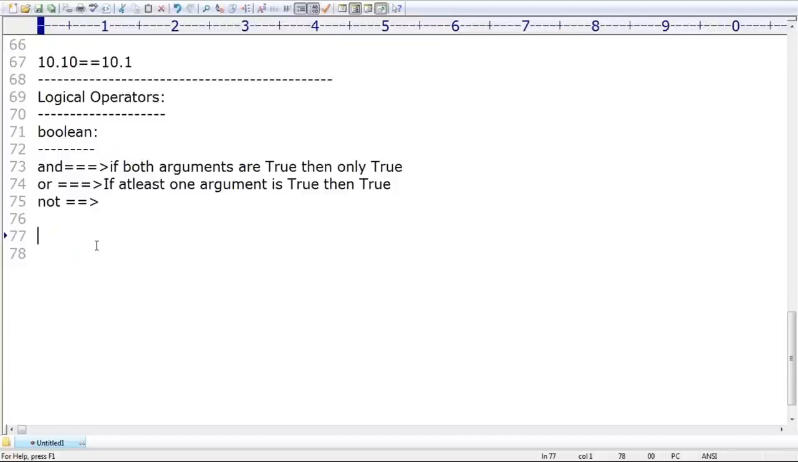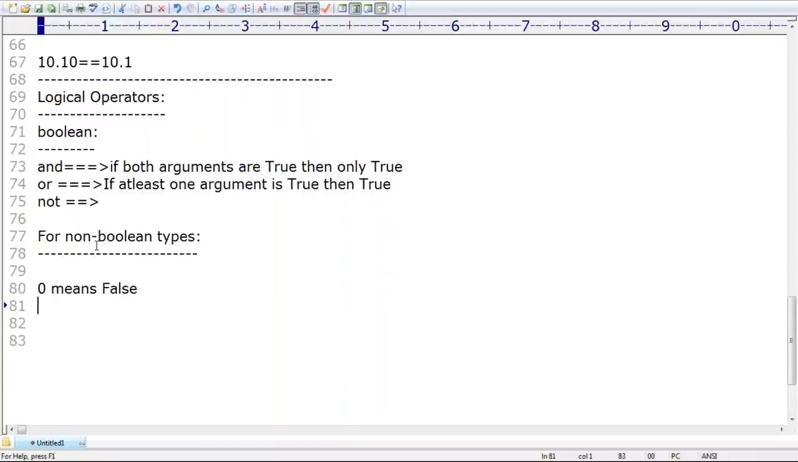Now the next question is for non-Boolean types. How will the behavior be when we apply these operators to non-Boolean types? Think very carefully about this; more concentration is required. In general, 0 means false. Remember that for non-Boolean types, 0 means false and non-zero means true.